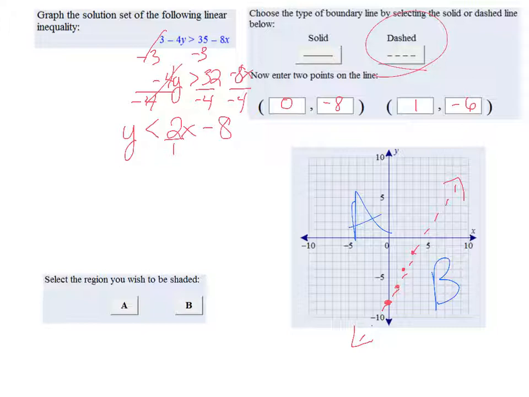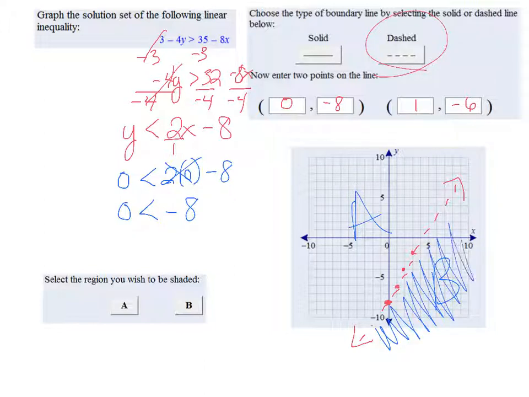I'm going to use my test point, 0, 0. Put 0 in for y, put 0 in for x. So that becomes 0 less than, this just is 0 minus 8. And then you decide, is 0 less than -8? Nope. I do not want to be shading 0, 0 then, which means, once again, looks like I need to be shading side B. I would want to shade all of these parts, so I would select B.